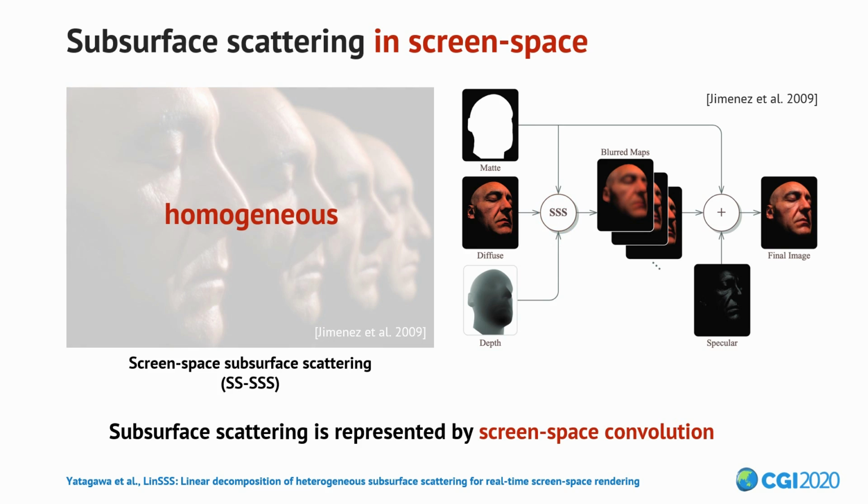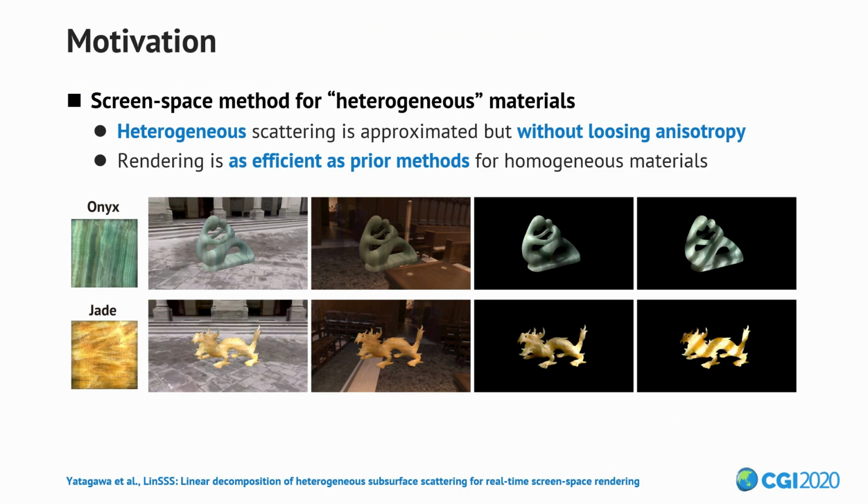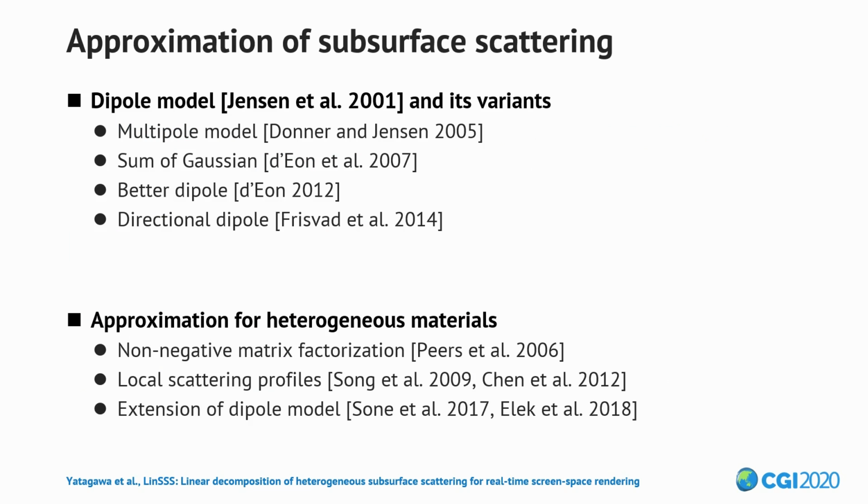However, despite the computational efficiency, these screen space methods are only for homogeneous translucent materials, including human skin. So, the motivation of our study is to establish a screen space rendering method for heterogeneous subsurface scattering. In our approach, the heterogeneous scattering is approximated, but the approximation form we propose can preserve the anisotropy of the scattering. Also, the rendering algorithm using our approximation form is designed to be as efficient as the state-of-the-art method for homogeneous materials. Before introducing our idea, let me briefly review the related work.